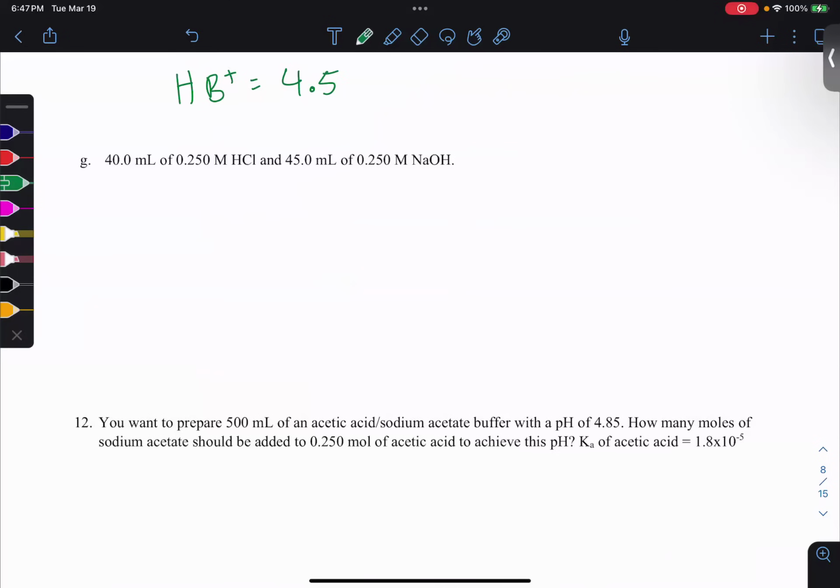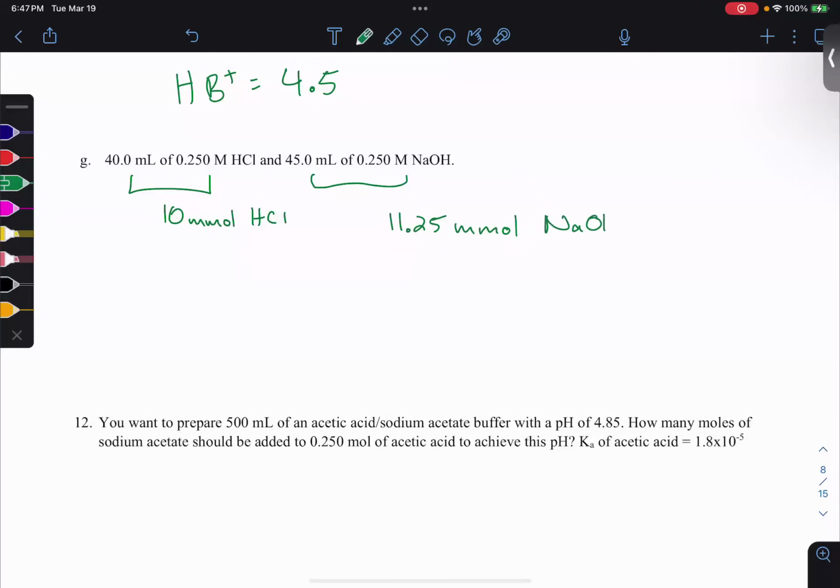Is this a buffer? It is not. So is it useful for us to calculate the base to acid ratio? No. But do we still need to do a BCA table? Yes. So when we combine these things, how much HCl is here? I think 10 millimoles HCl. And then how much sodium hydroxide? 11.25. Why didn't I make the numbers easy?